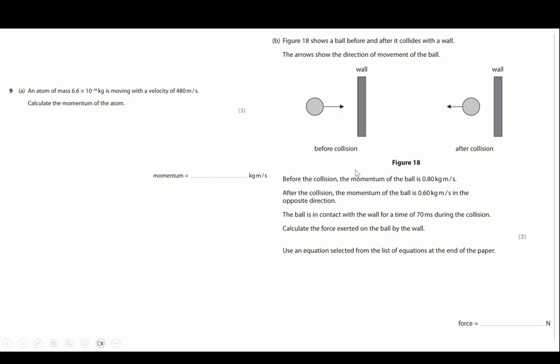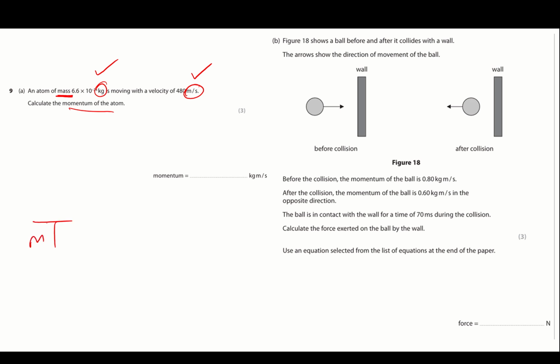Okay, question 9. Nice question. We've got a little bit on momentum and change of momentum and forces. And then we've got the F equals ma practical, which is really important. So an atom's got this mass in kilograms, moving with a velocity of 480 meters per second. That's what I want to calculate momentum.